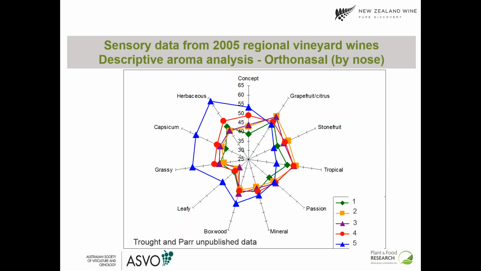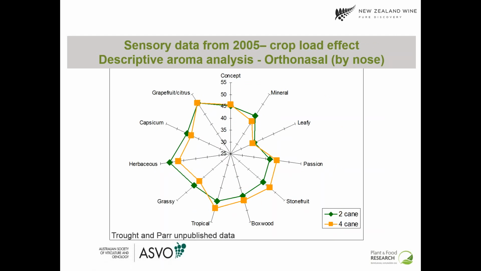However, again, when we had 2 different crop loads, 2 cane pruned vines versus 4 cane pruned vines, the 2 cane pruned vines tended to have higher green character when compared to the 4 cane pruned vines. The increased hang time that we were getting, the later harvests from the higher yielding vines, were reducing the green character in our Sauvignon Blanc.